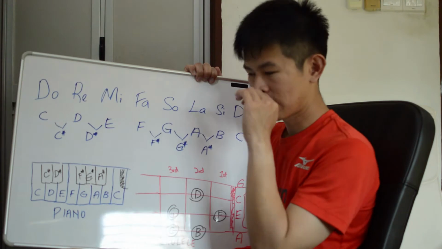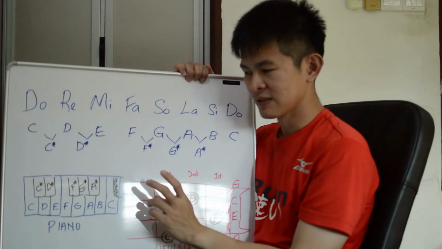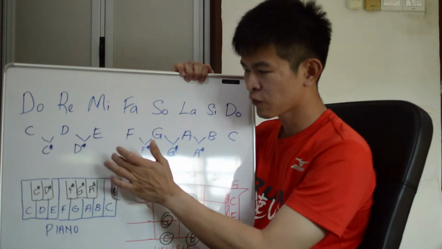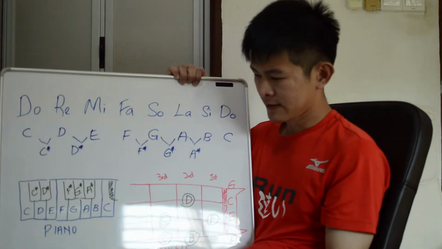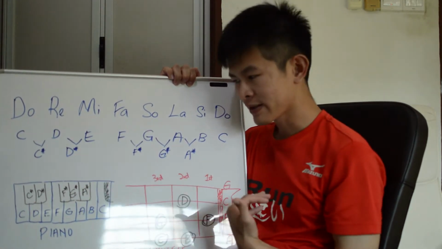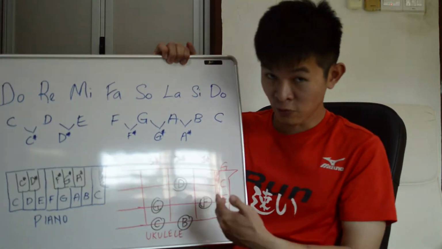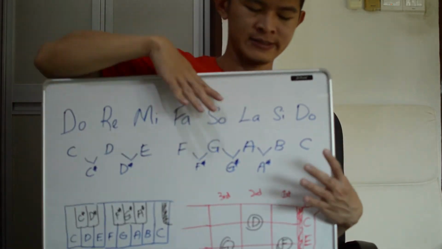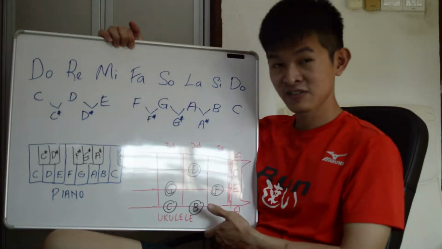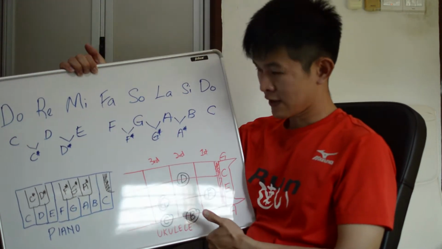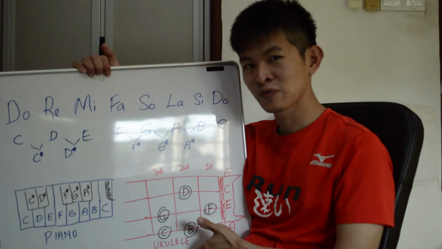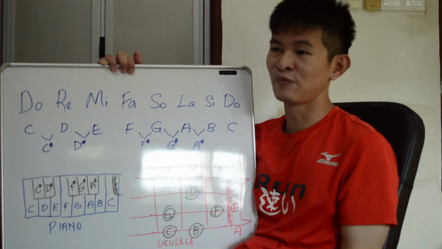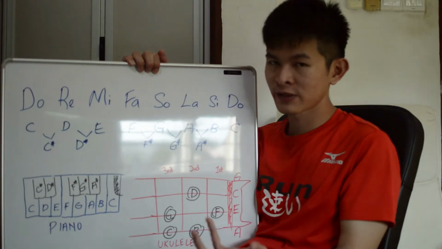So this is the piano. I hope that by using the piano as an example, you can at least understand how the full notes and half notes appear. Let's move on to the ukulele. Just imagine this is a ukulele and the head is there. So we play like this. It's still the same theory. I hope you have played the ukulele before, but if not, never mind, just listen to what I'm trying to explain, then later I will demonstrate.